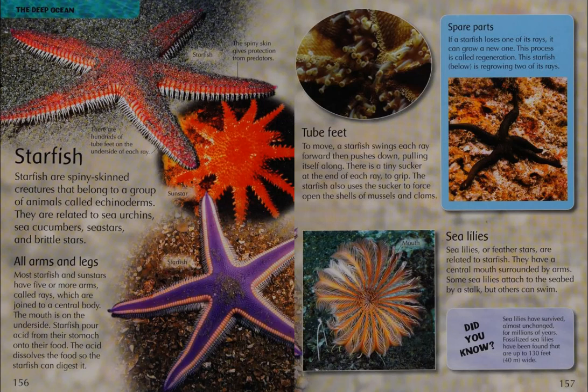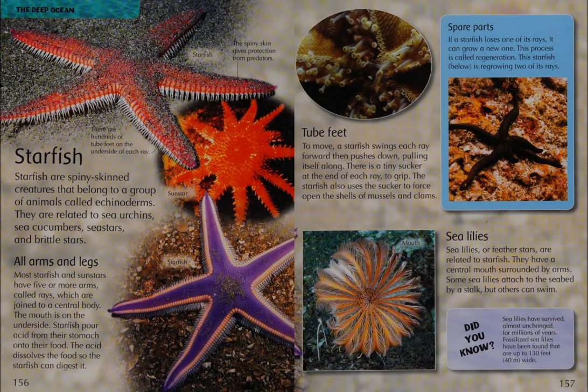There are hundreds of tube feet on the underside of each ray. The spiny skin gives protection from predators. Starfish. Sun star. Tube feet. To move, a starfish swings each ray forward then pushes down, pulling itself along. There is a tiny sucker at the end of each ray, to grip. The starfish also uses the sucker to force open the shells of mussels and clams.